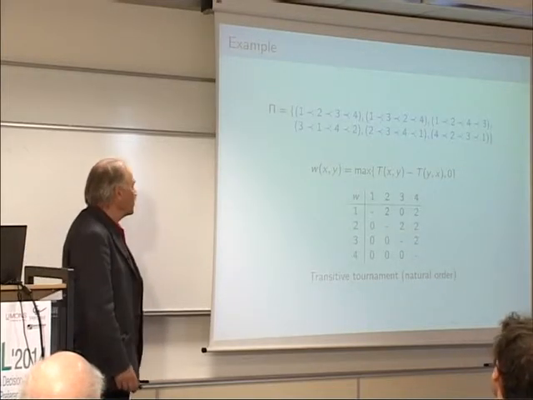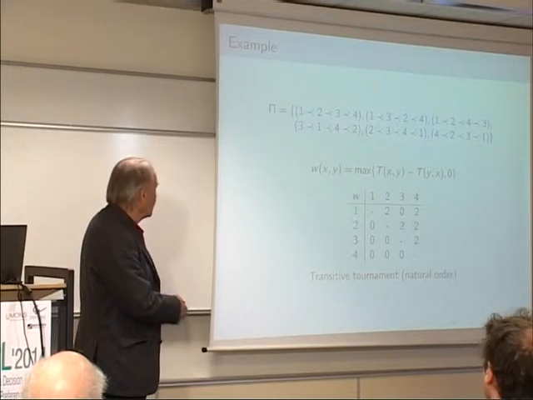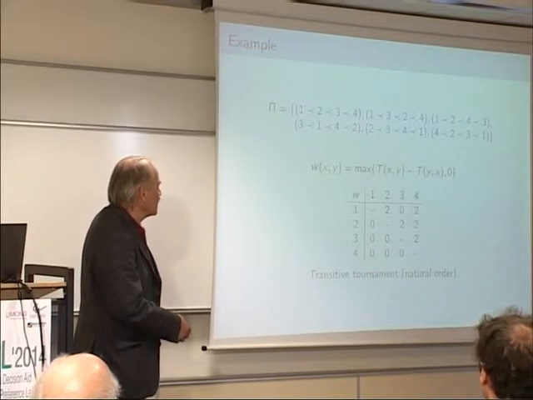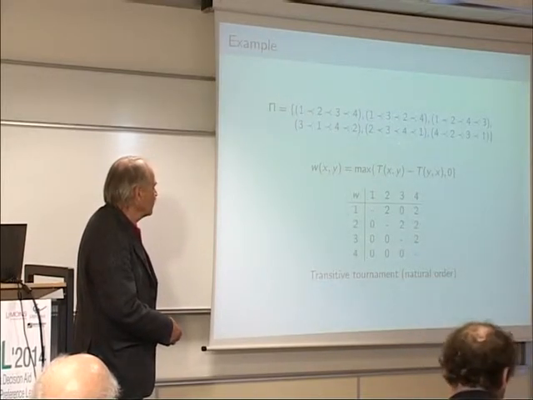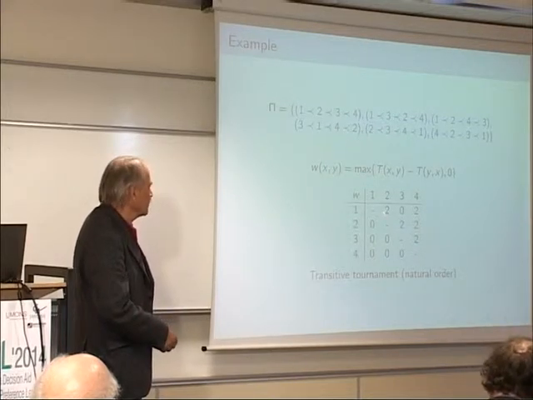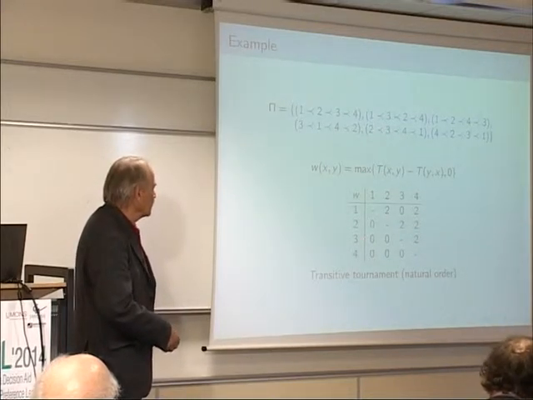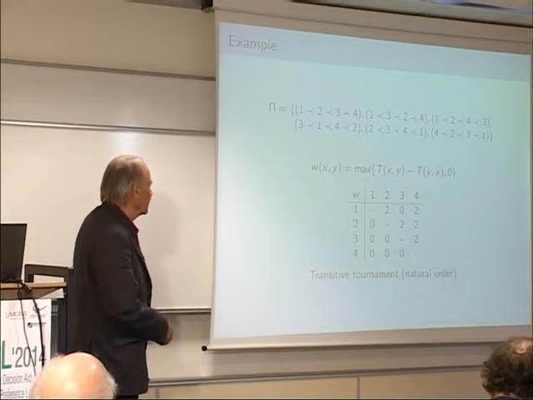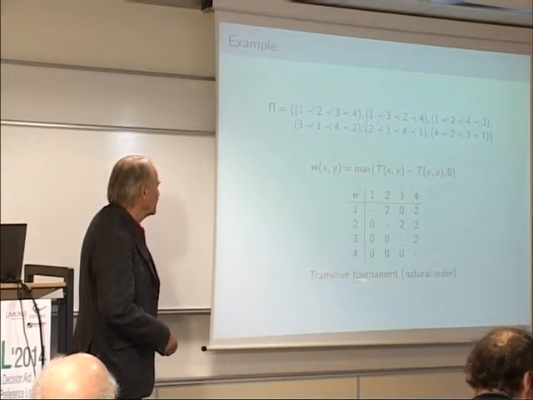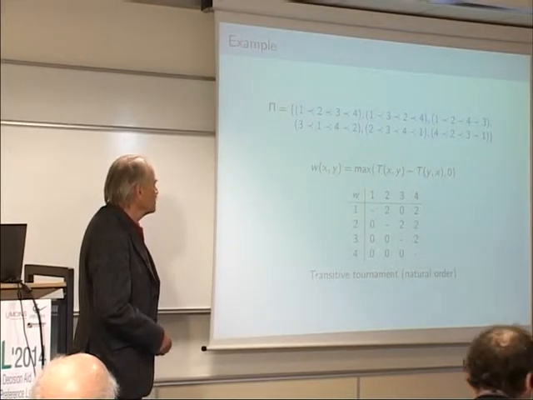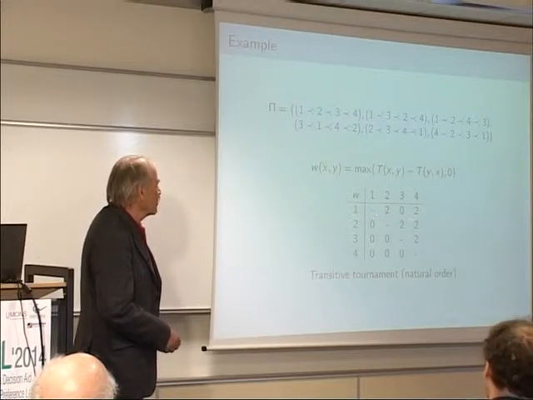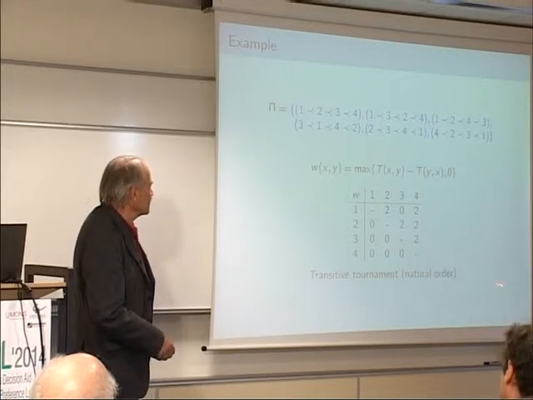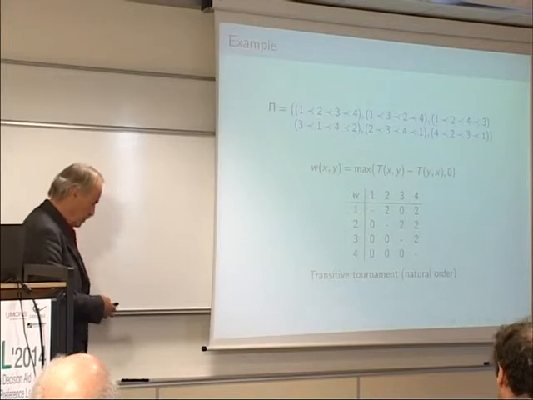A small example: you have a profile with 6 linear orders on 4 elements. When you count, 1 is before 2 four times, and 2 is before 1 two times. So the difference is 2, 4 minus 2, and the converse is 0. And you build the weighted tournament in that table. And it's clearly a transitive tournament, since nobody is before 1, so 1 is the first. And when 1 is out, nobody is before 2, 2 is second, and so on. So you have a transitive tournament for the natural order.